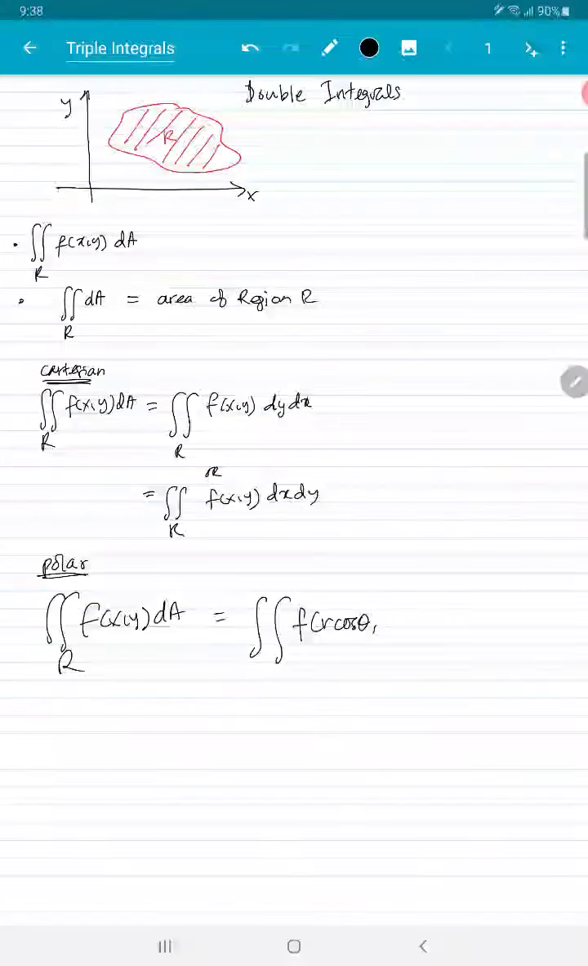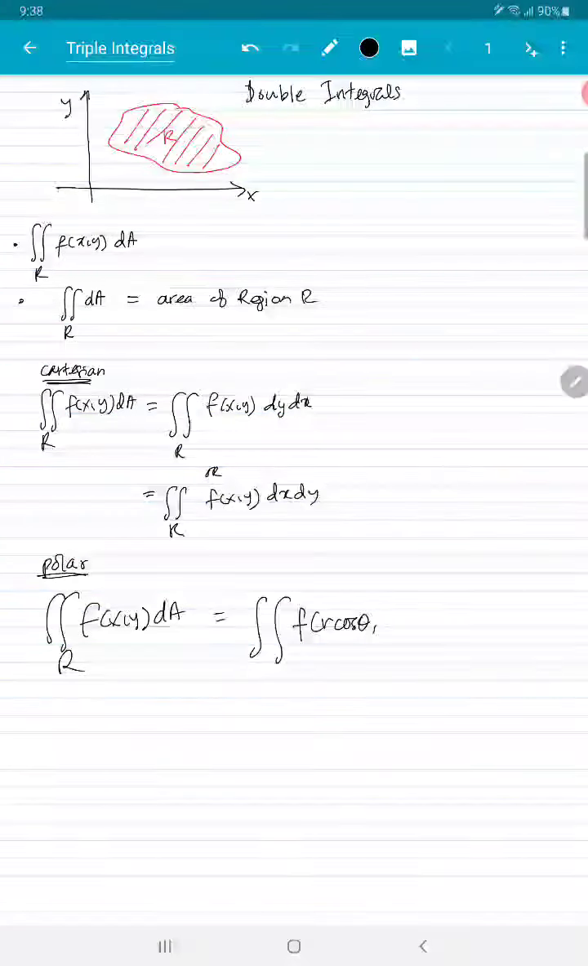Similar to a double integral, where if our function is 1 we get area, if our function f(x, y, z) is 1, so we only have dV over solid G, that will give you the volume of solid G.